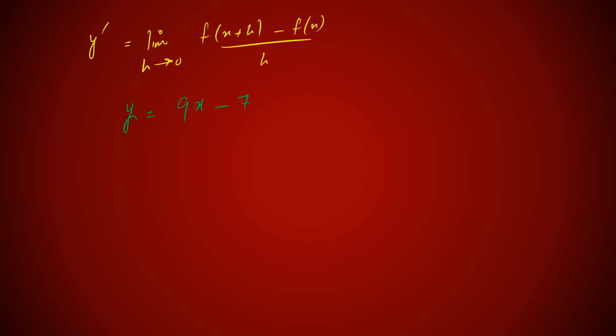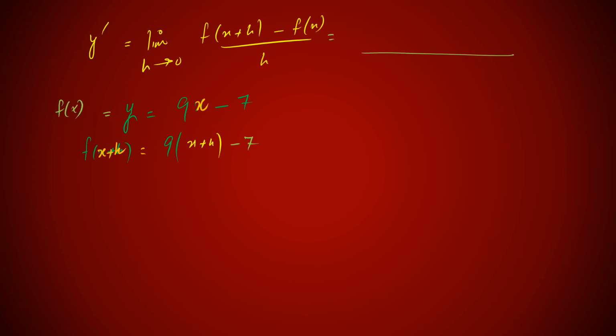So the first thing is that we have to determine f of x plus h, which means that in the question, wherever we have the x will be replaced by x plus h. So what will we get? We will get 9 as it is. In place of x we will write x plus h, and negative 7 will be written as it is. Now this y equals is actually f of x.